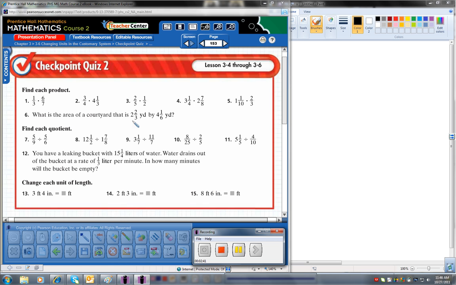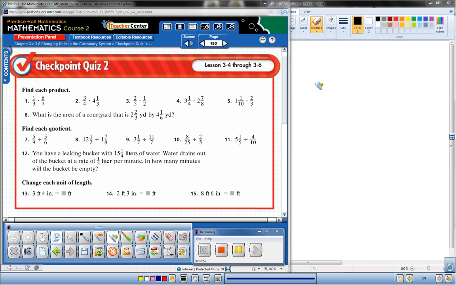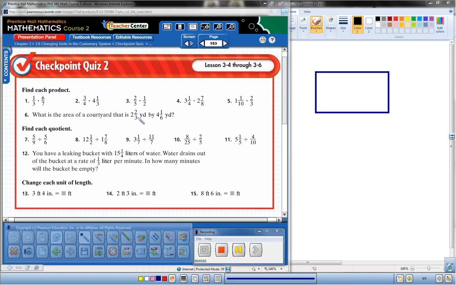Question number 6 says, what is the area of the courtyard? That is 2 2/3 yards by 4 1/6 yards. The first thing I recognize here is that's going to be a rectangle. So I'm going to sketch a rectangle that will magically turn into a really nice rectangle. I'm going to put the dimensions on there, which are 2 2/3 and 4 1/6.